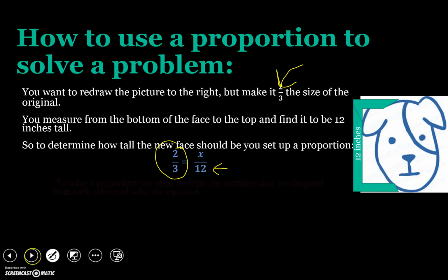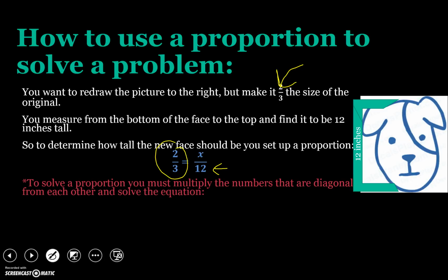So now the way to solve this is using cross multiplication. So to solve a proportion, this is something you're going to want to write down because it's very important. You must multiply the numbers that are diagonal from each other and solve the equation. So specifically, we're going to do 2 times 12, and we're going to do 3 times x. And those two things are going to continue to be set equal to each other.